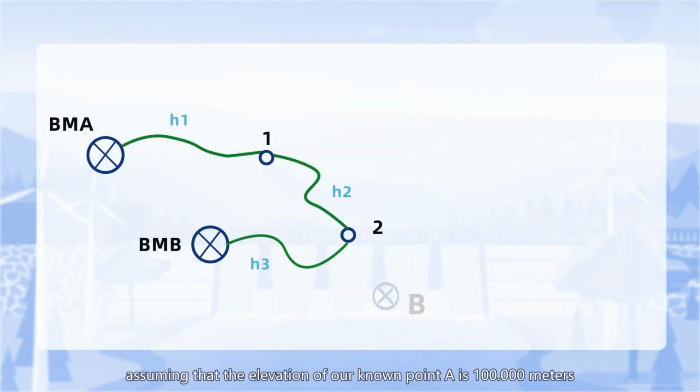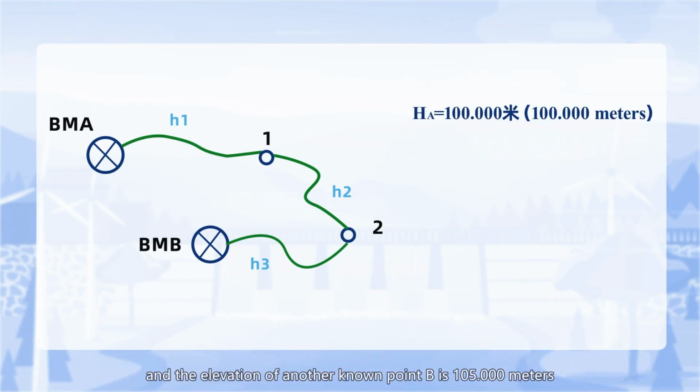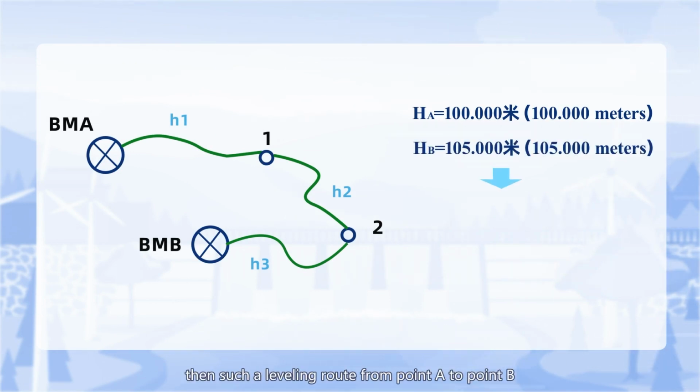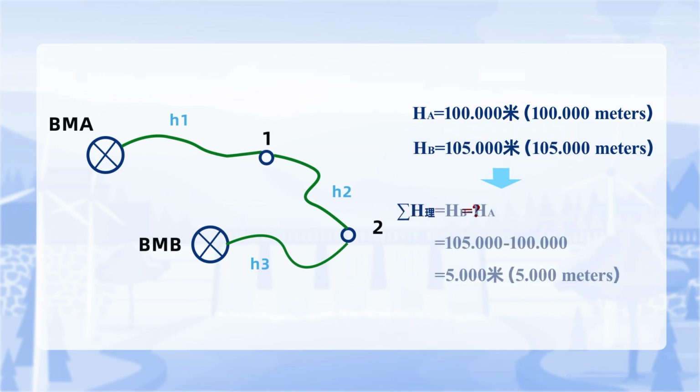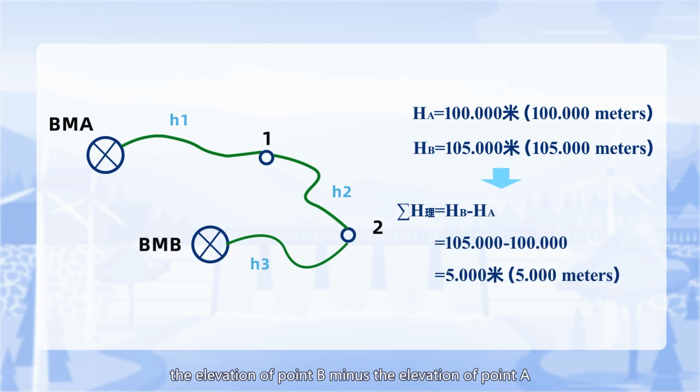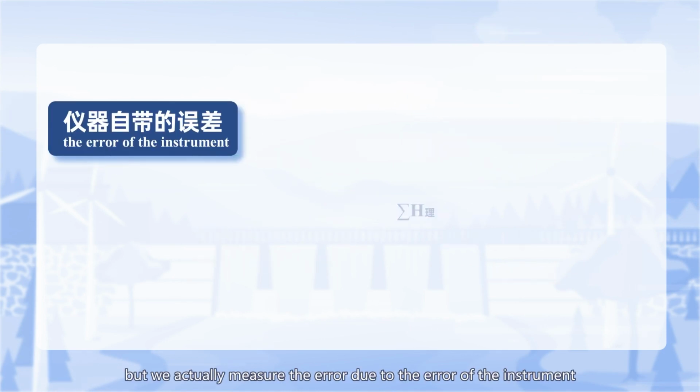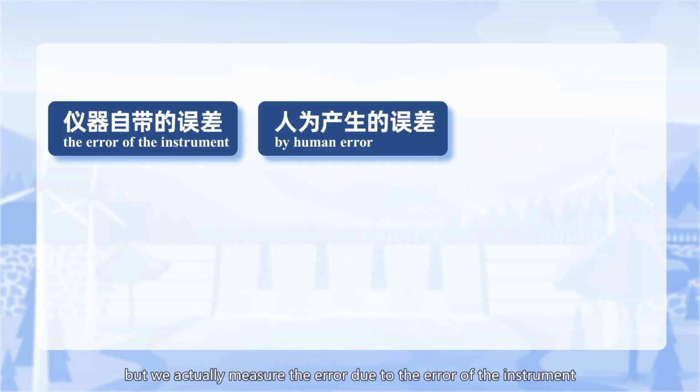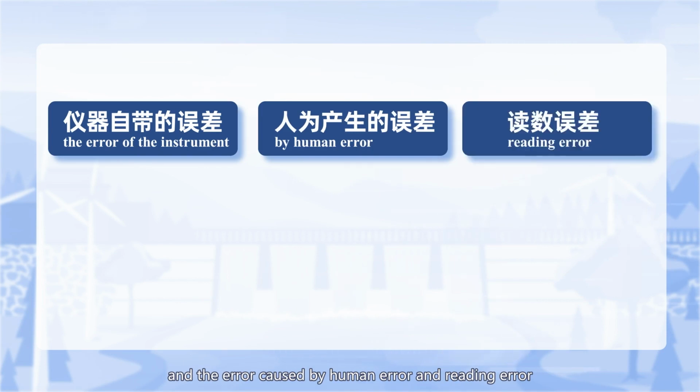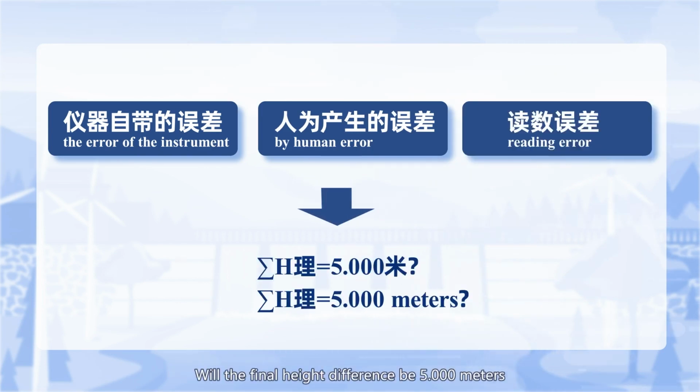From the figure, assume that the elevation of our known point A is 100.000 meters, and the elevation of another known point B is 105.000 meters. Then for such a leveling route from point A to point B, how much should its height difference be in theory? Yes, the elevation of point B minus the elevation of point A, which is 5.000 meters. But in actual measurement there are errors from the instrument, human error and reading error. Will the final height difference be 5.000 meters? There must be some deviation, right?